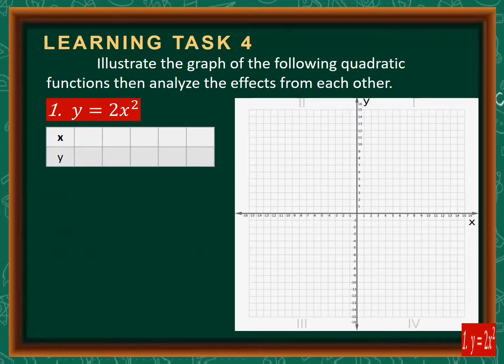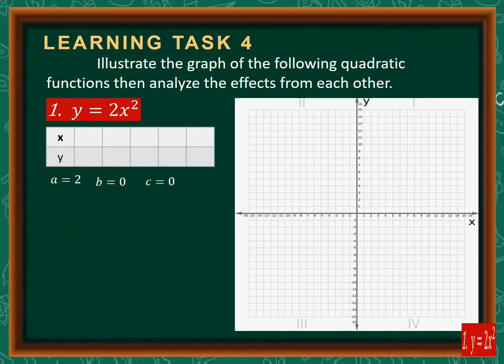How? Okay, first, we will begin with our vertex. Finding the vertex kasi yun yung pinaka-center point natin. In finding the vertex of y is equal to 2x squared, we need to find first the values of a, b, and c. A is 2, b is 0, and c is 0. Alam ba kung saan nakuha yan?